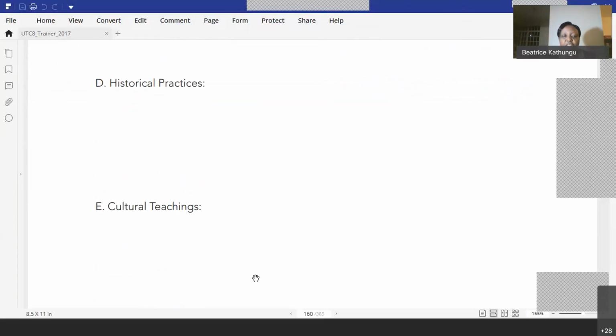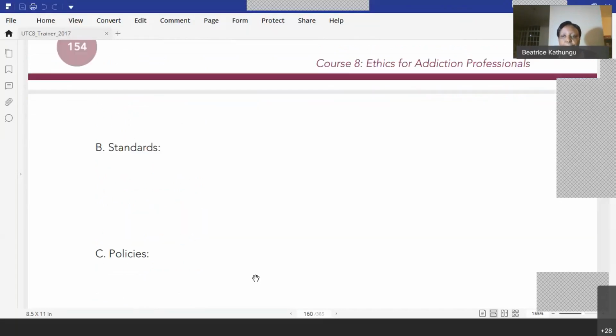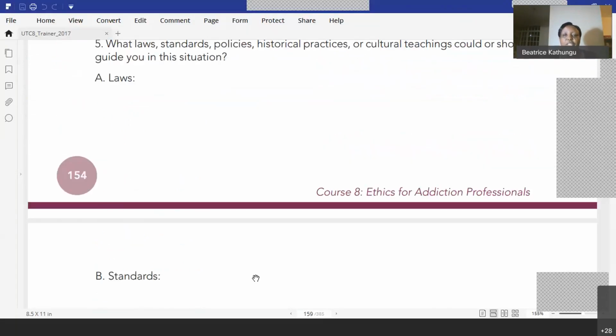So looking at the case of Titi, can anybody tell us whether there was an applicable law or a standard or a policy of the organization? Maybe Titi, you can tell us whether there was any that was applicable.